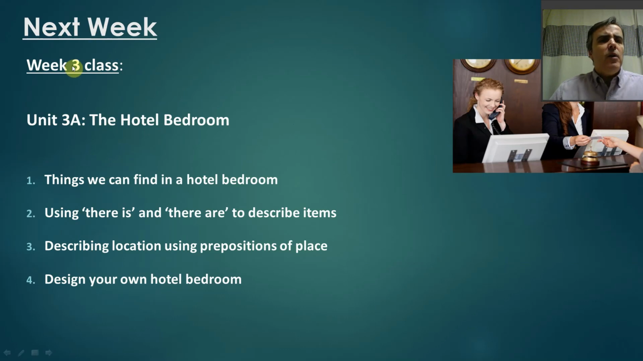Next week, week 4's class is going to be about the hotel bedroom. We're going to be talking about things we can find in the bedroom. We'll be using there is and there are to describe items. We'll be describing location using prepositions of place, things like next to, above, or on, these kinds of words. And you're going to be designing your own hotel bedroom and describing where the things are. So that's going to be in next week's class.